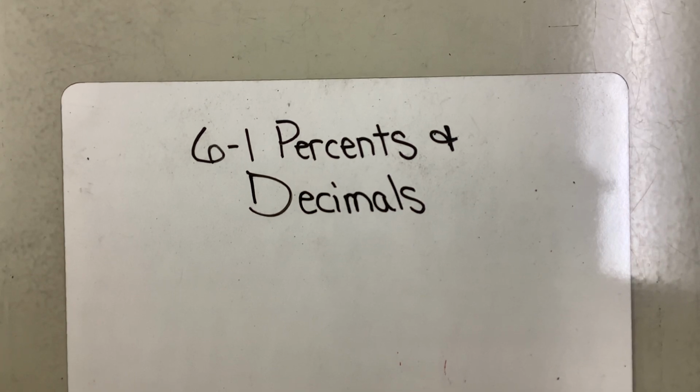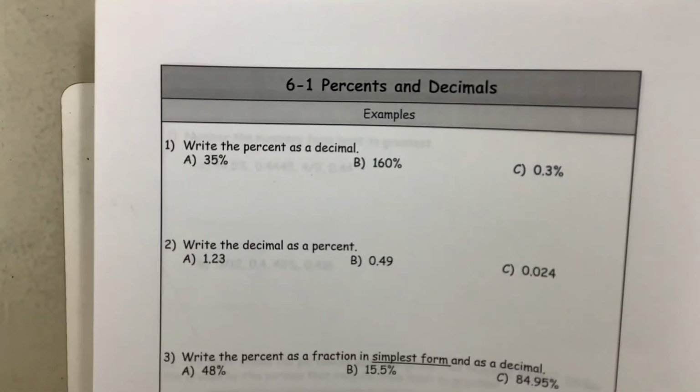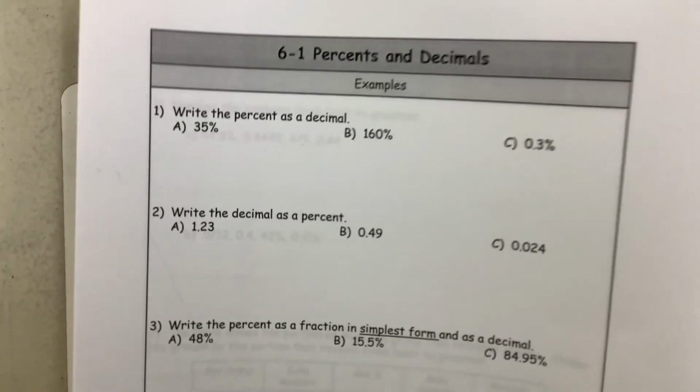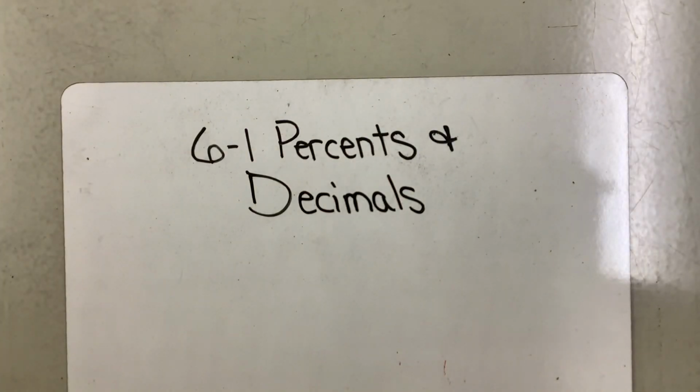6.1 is about percents and decimals. So we've done this before. We're just going to review some of the things that we've done previously. I will be working with this worksheet and going through these problems as we go.